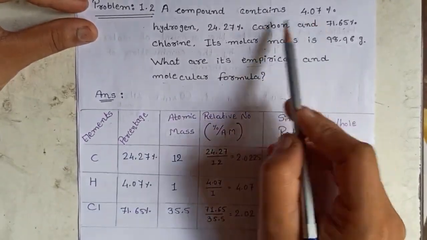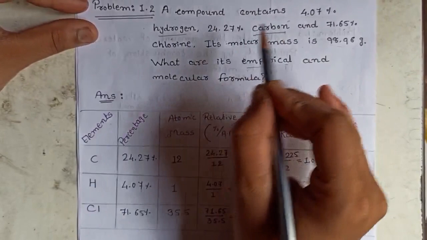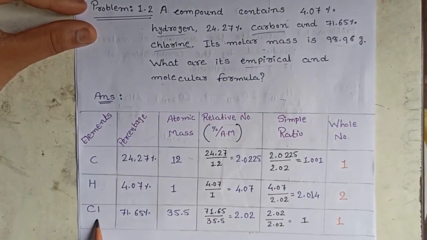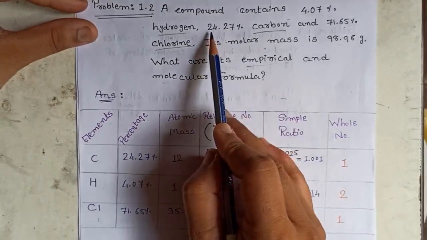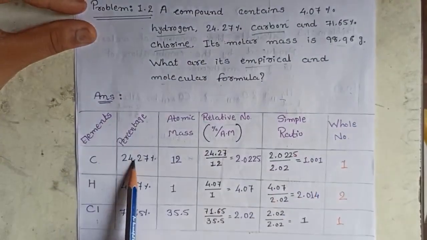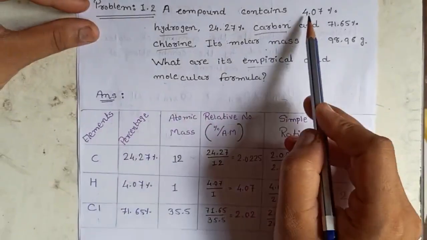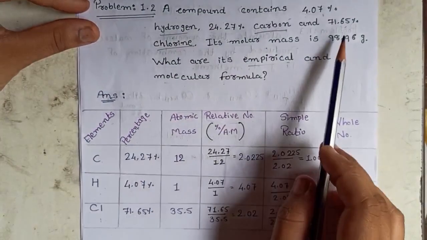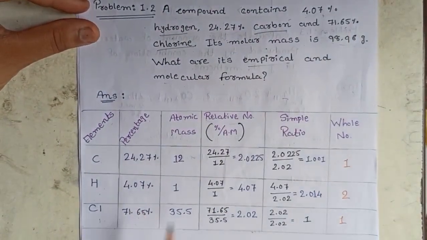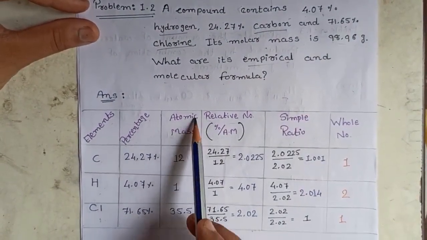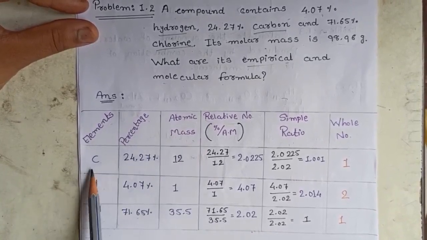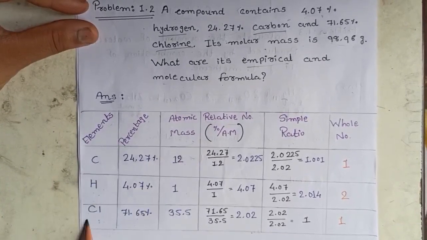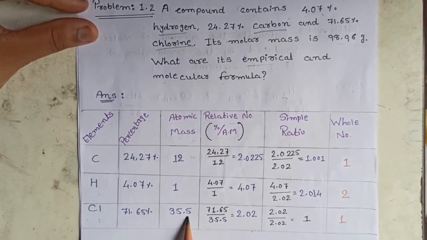Let's start. Here 3 elements are present. One is hydrogen, right? Second one is carbon, and third one is chlorine. So carbon, hydrogen and chlorine are present, right? The percentage of carbon is 24.27. Percentage of hydrogen is 4.07, and percentage of chlorine is 71.65%, right? Then you have to write the atomic mass: for carbon it is 12, for hydrogen it is 1, and for chlorine it is 35.5, right?